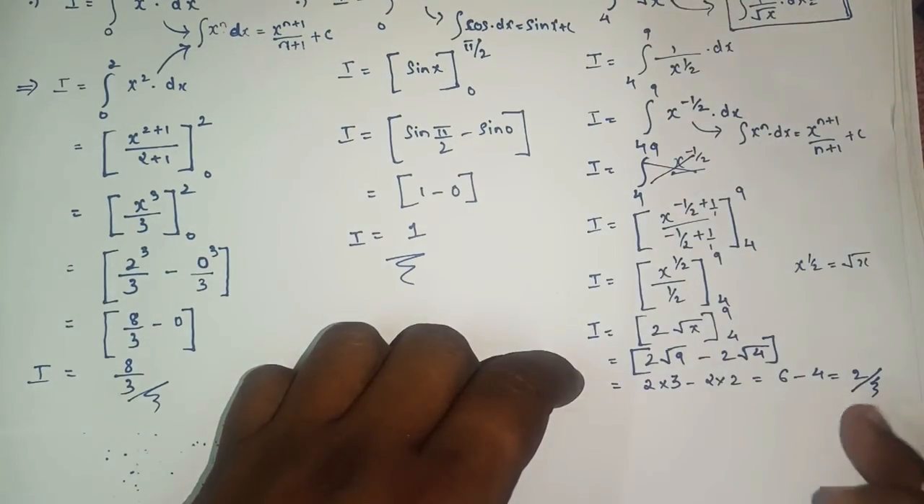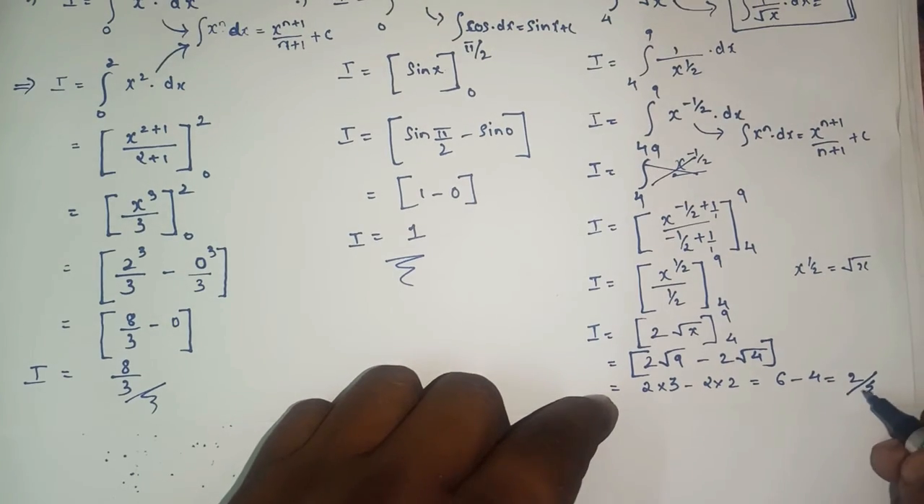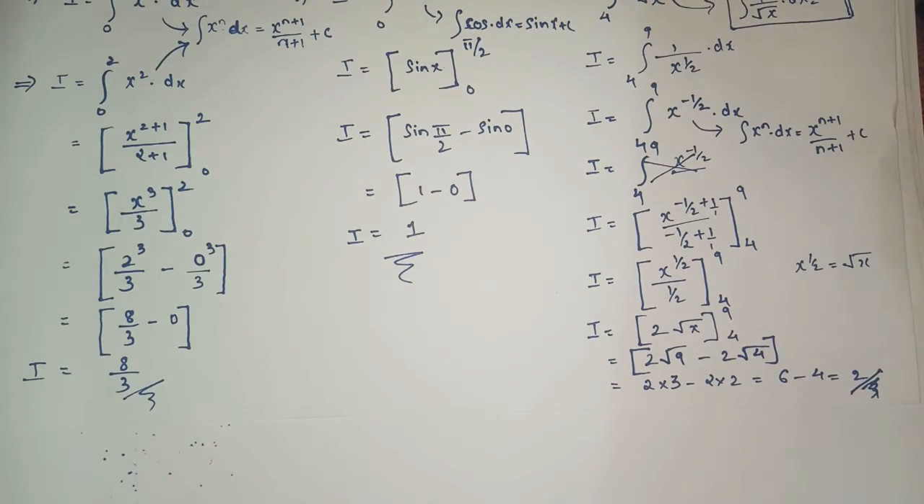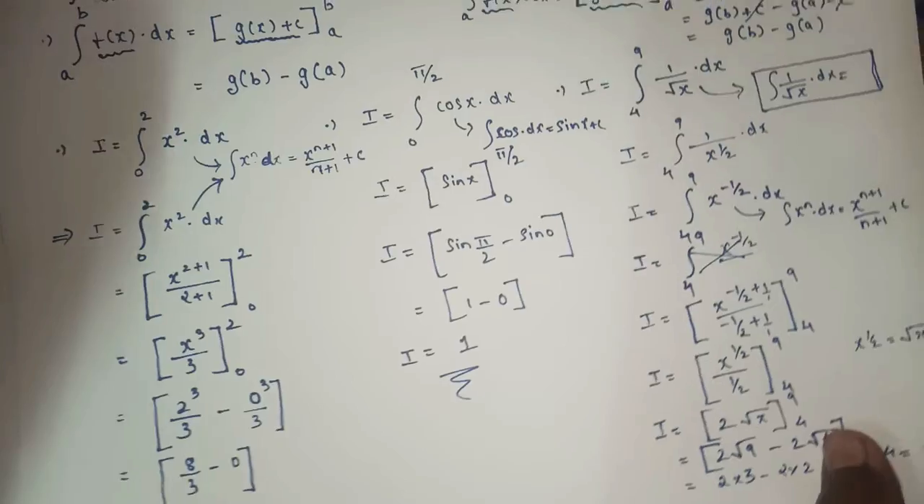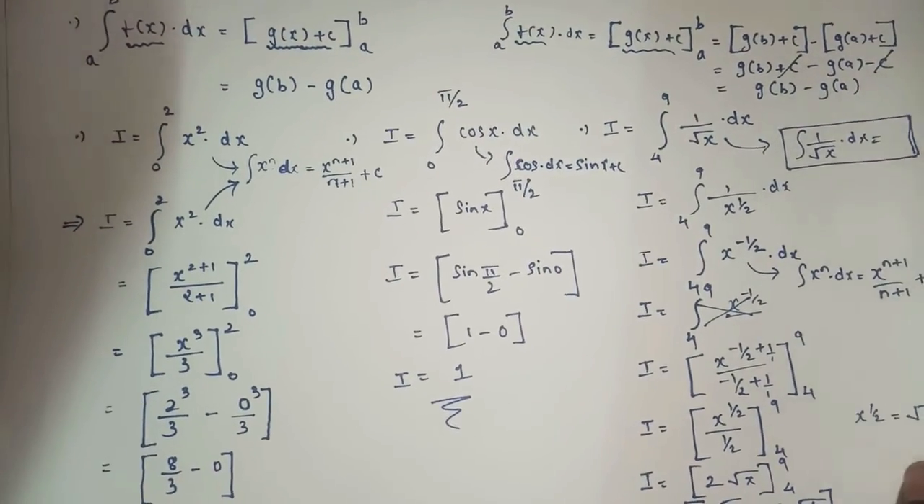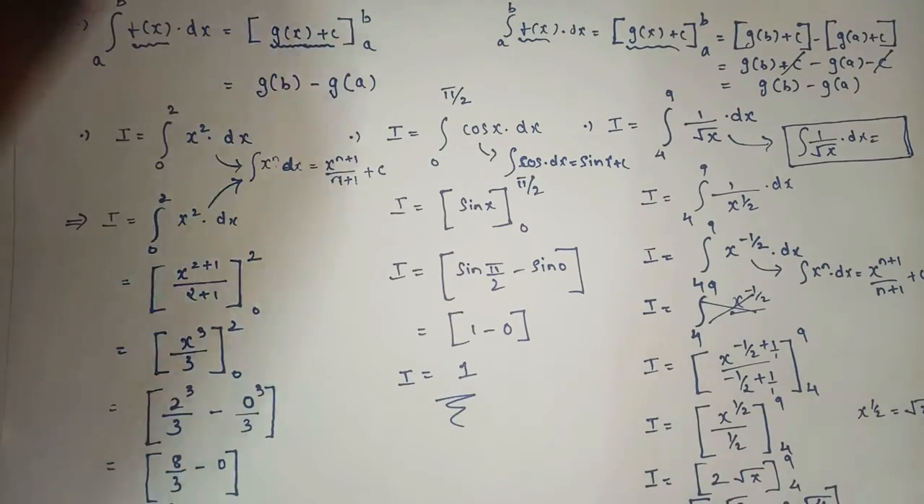So here we got the answer for this integral 4 to 9, 1 upon root x. What is it? 2 by... okay, it is only 2, not 2 by. Okay, so in this way you have to present your sum. Okay, simply you have to guess.